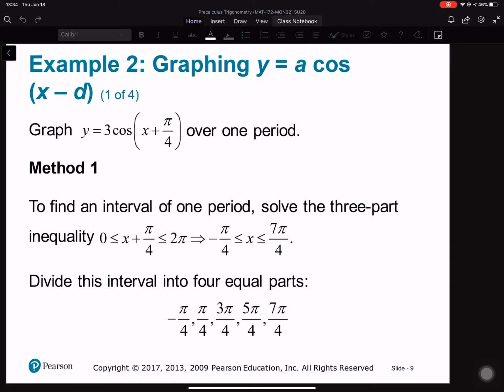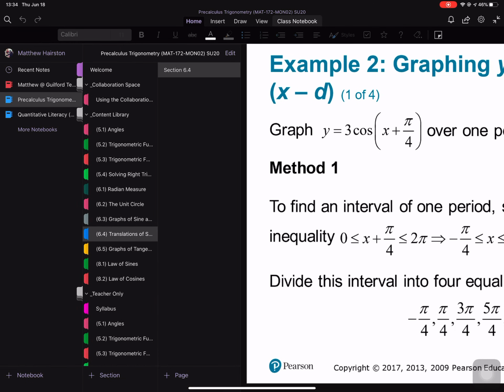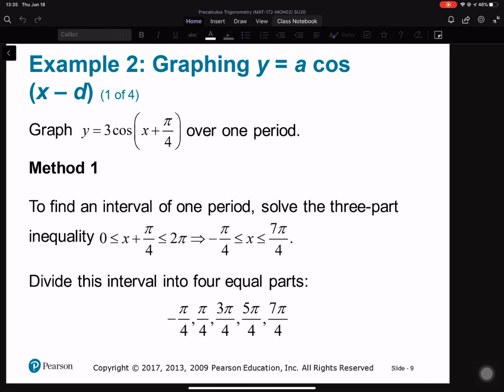Hello. I wanted to take a look at translating sine and cosine functions from section, I do believe this is 6.4, indeed it is. So translating the graphs of sine and cosine, I just want to discuss a small piece conceptually that you all will encounter when you're dealing with these trigonometric functions or graphing these. And I want to underline a bit of this.